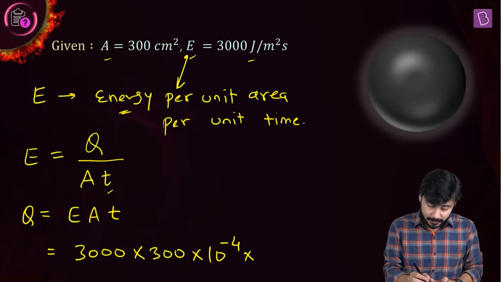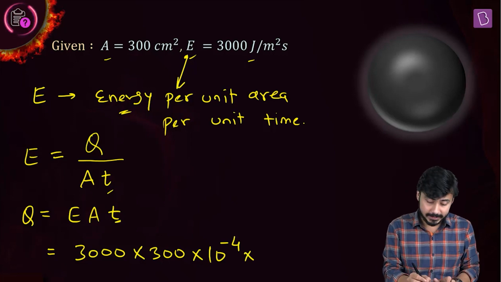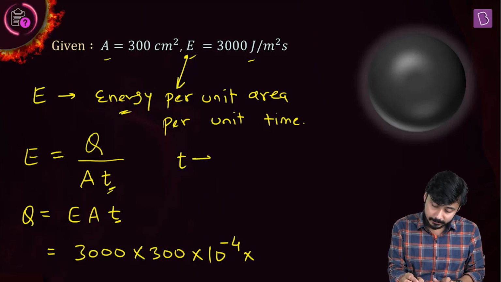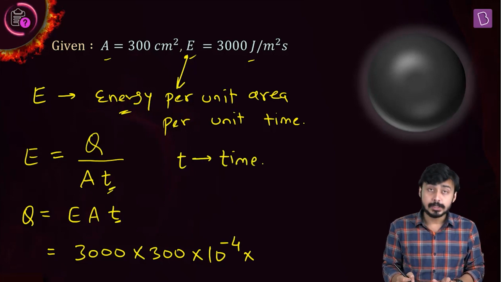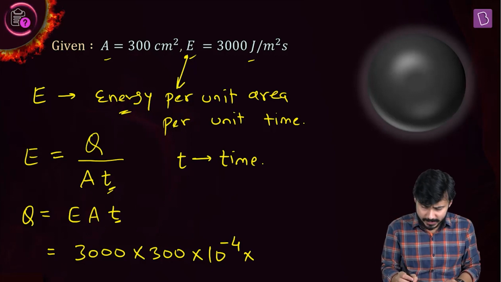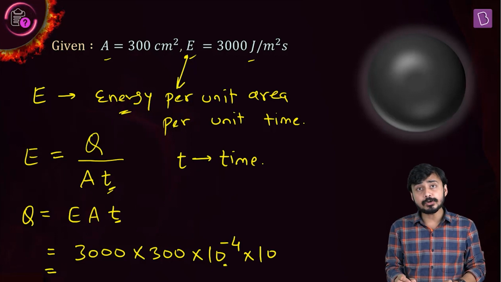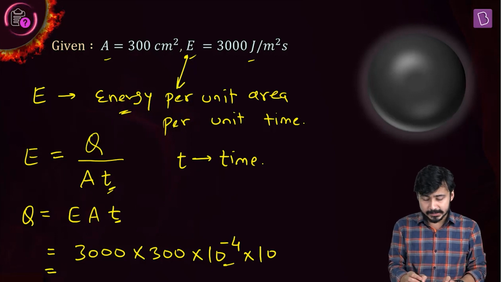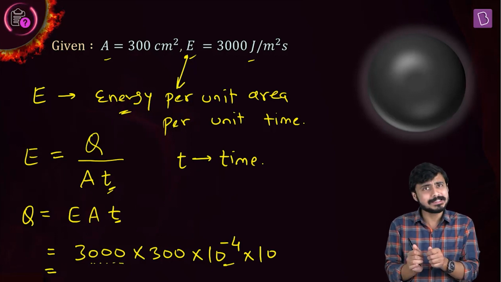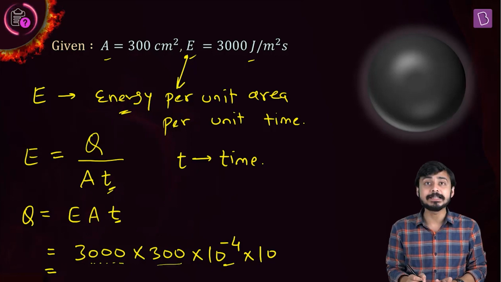multiplied by time. What is time? T is the time. What is time taken for the process? 10 seconds, right? So multiplied by T. If you see, 10 raised to power minus 4 into 10, that's 10 raised to power minus 3. 10 raised to power minus 3 eats up all these three zeros. So what is this? 300 multiplied by 3. That's 900, right?